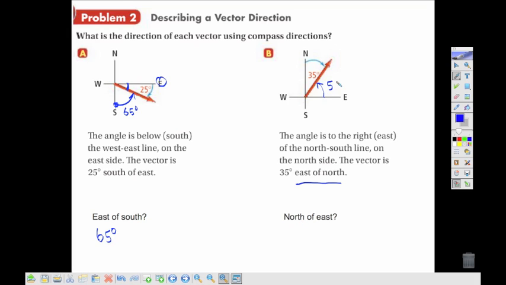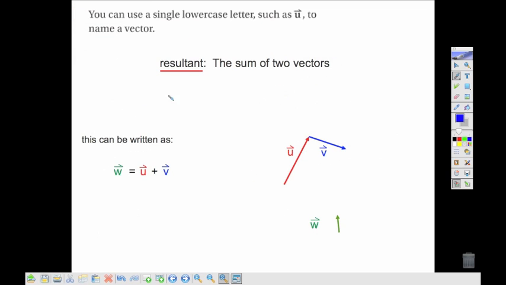Well, that would leave us with 55 degrees north of east. So we can name it either way. Usually they would put the smaller angle to describe it. The resultant of a vector is when we add two vectors together.